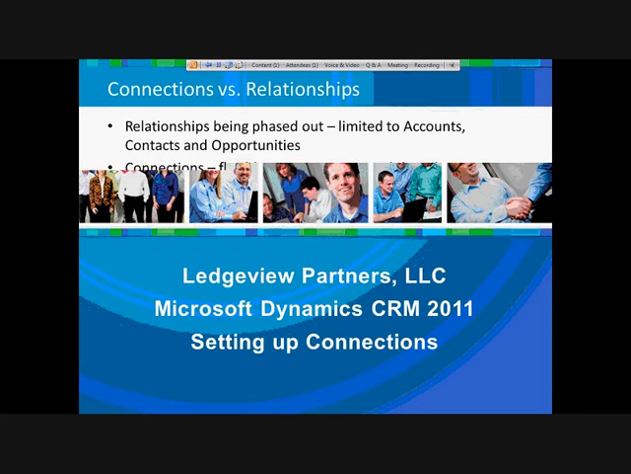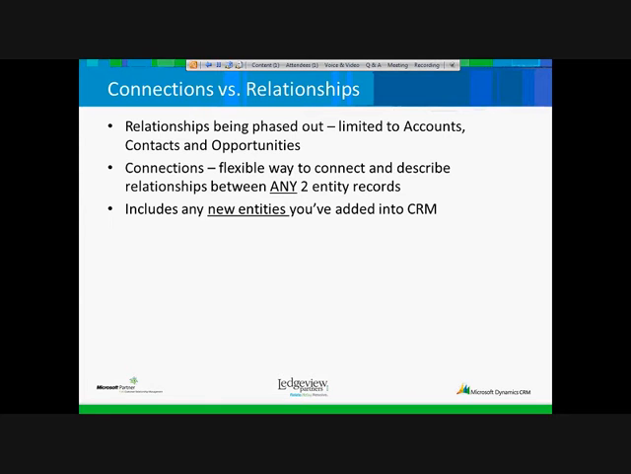I want to start the presentation off by discussing the difference between the new Connections functionality versus Relationships, which is the functionality in previous versions of Microsoft CRM. The Relationships functionality was limited to accounts, contacts, and opportunities. But what we get with the new Connections functionality is a lot more flexibility. We can connect and describe relationships between any two entity records, including any new entities that you may have added into CRM. And we'll show that a little further on in the presentation.